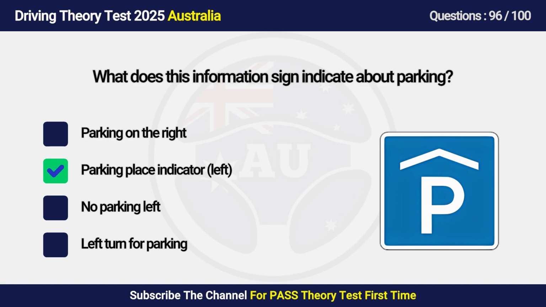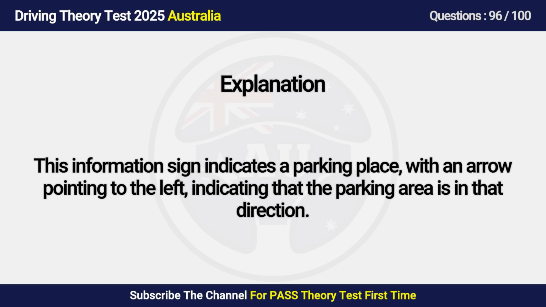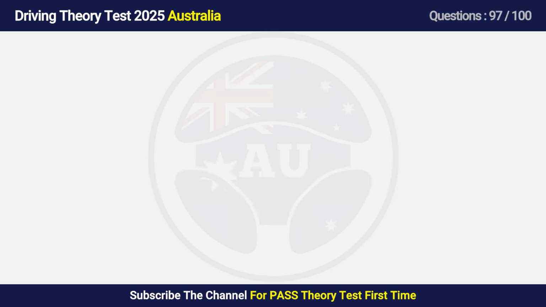Answer is B. Parking place indicator left. This information sign indicates a parking place, with an arrow pointing to the left, indicating that the parking area is in that direction.